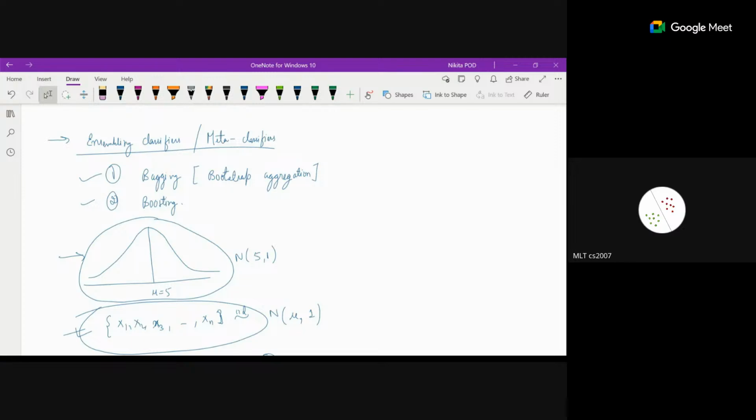So in the bagging technique, what it is saying is you have to do bootstrap aggregation. All these ensembling classifiers are trying to convert weak learners to strong learners. I will tell you what is also defined as a weak learner.